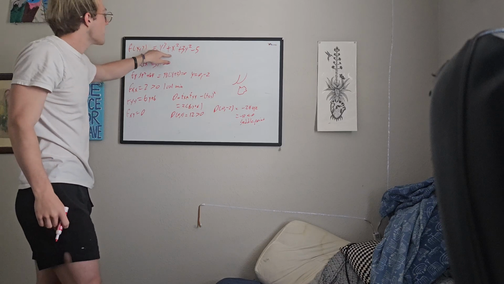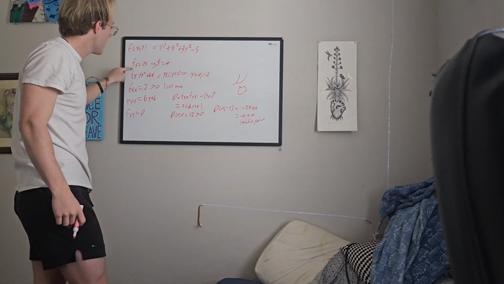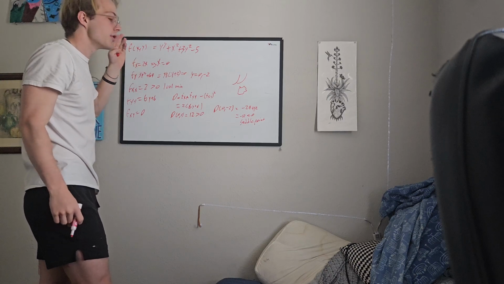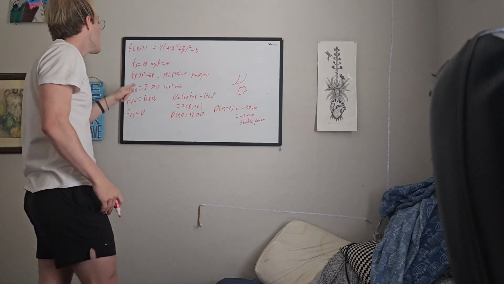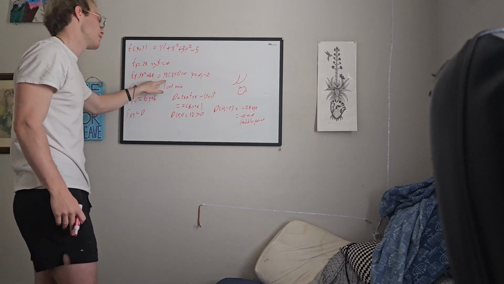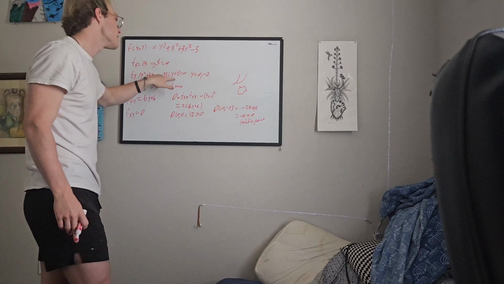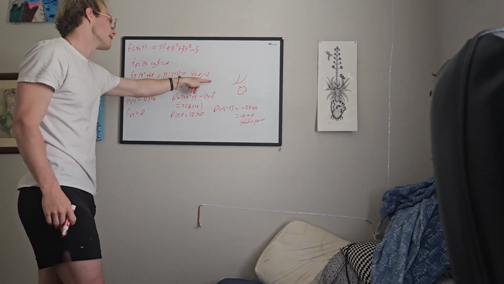y to the third plus x squared plus 3y squared minus 5. And what we get is f of x is equal to 2x. So when you're solving for x, you get x is equal to 0. f of y is equal to 3y squared plus 6y. You factor out the 3y, you get y plus 2 is equal to 0. So then you get y is equal to 0 and negative 2.